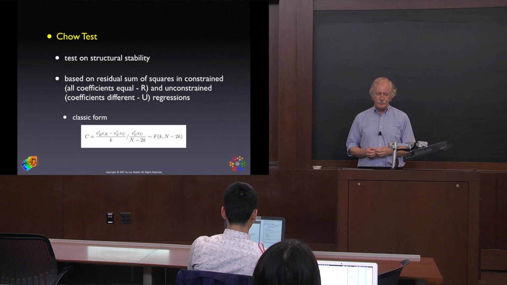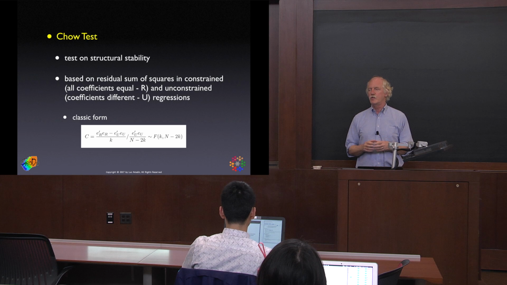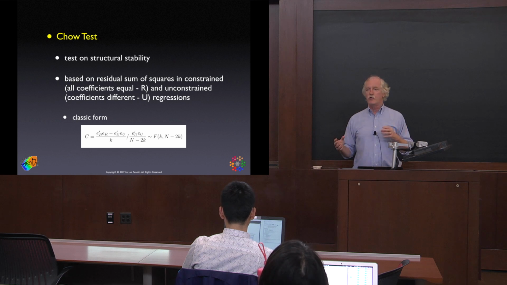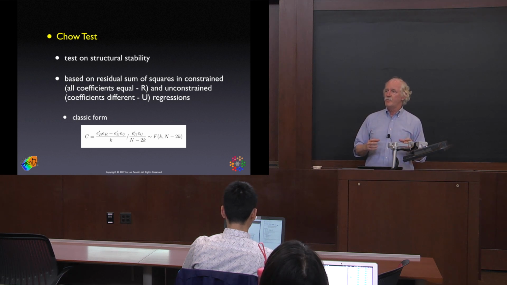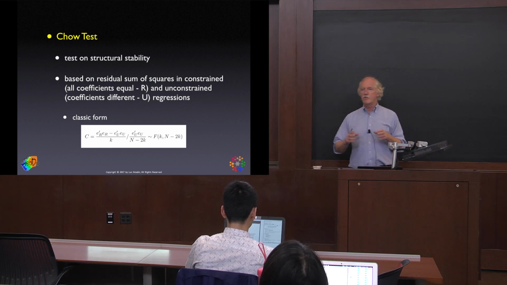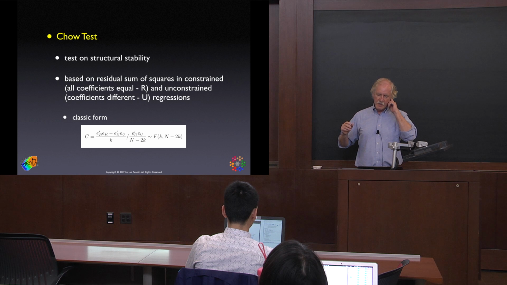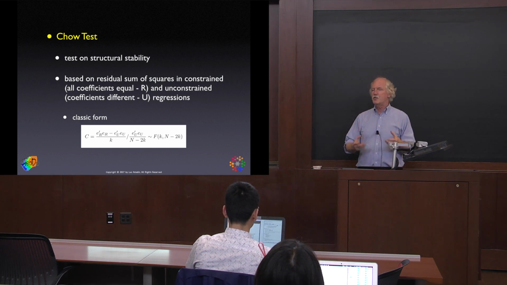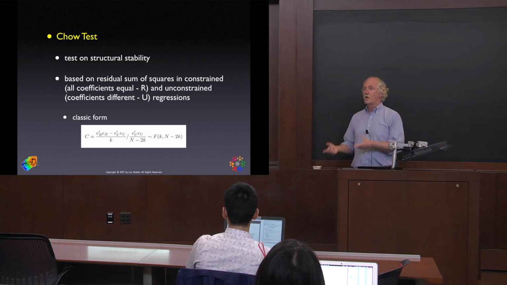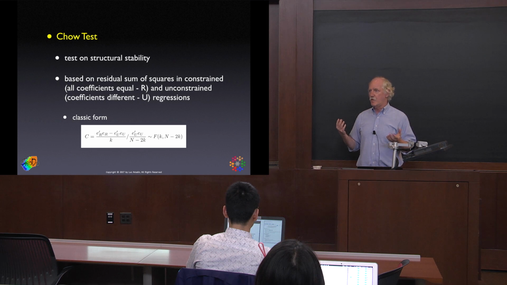The concept here, and we'll see this again later when we talk about specification testing, is comparing two models. One is referred to as restricted, the other one is referred to as unrestricted. And this may seem confusing at first, but I have a very easy trick. Restricted means you restrict some coefficients to be 0. Unrestricted means they can be whatever they want.